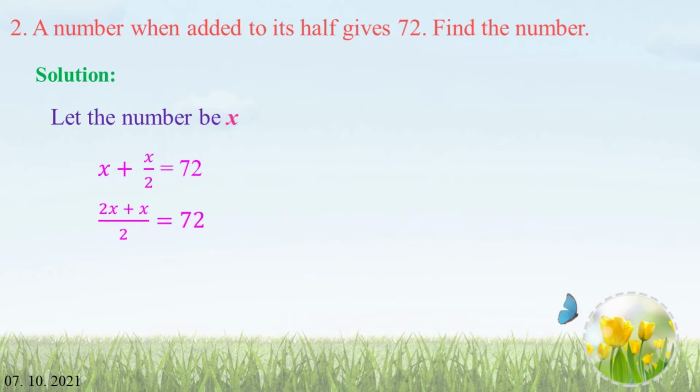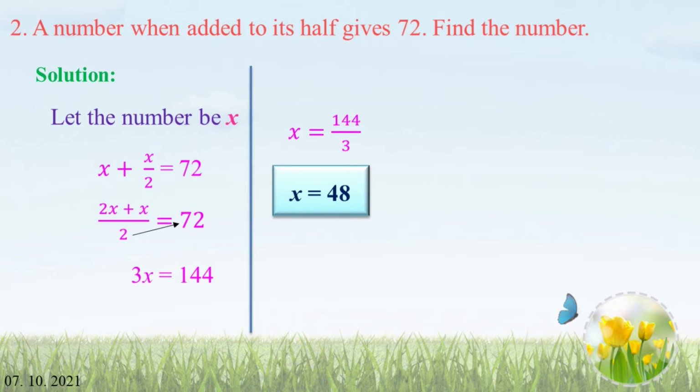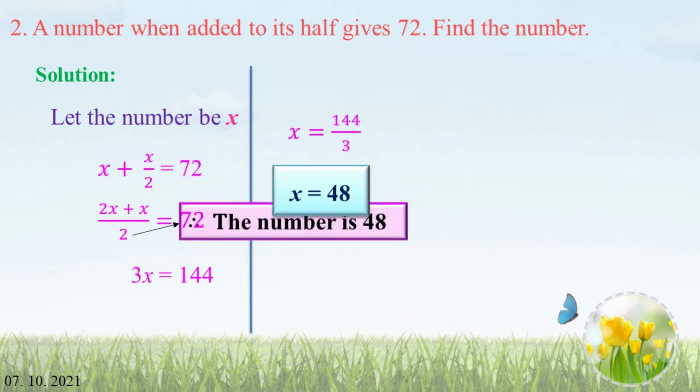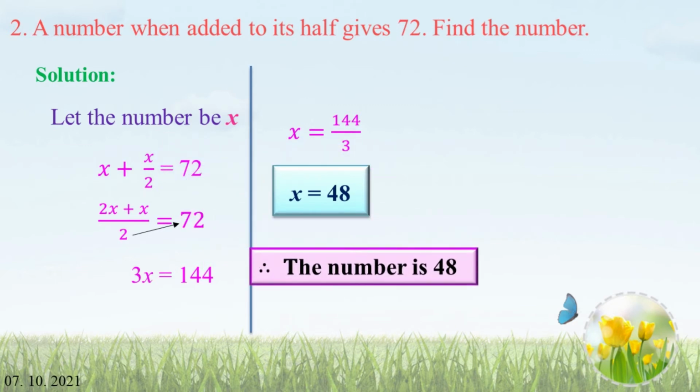Now denominator 2 transposes to RHS. So 2x plus x will get 3x equal 2 into 72, 144. Now we find x equal 144 divided by 3, x equal 48. The value of x equal 48. Therefore, the number is 48.